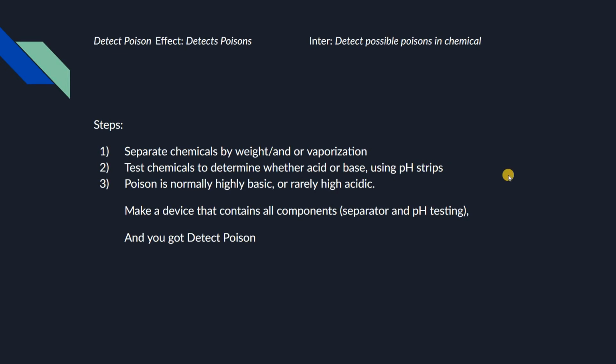So poison is normally highly basic, and it's rarely highly acidic, but it should be in either of those two categories, unless it's like bacteria or something like that. So this isn't going to find all toxins, but most poisons you'll find are highly basic. So you can make a device that contains most of these components, which I'm not really going to go into detail here. And then you've got the magic effect of detecting poison, or an invention that does it.